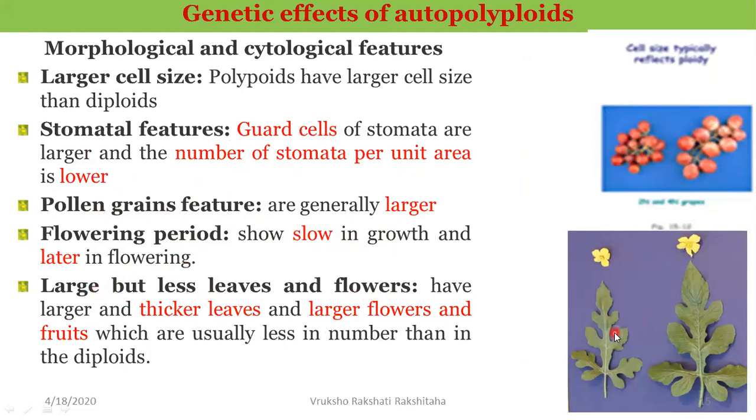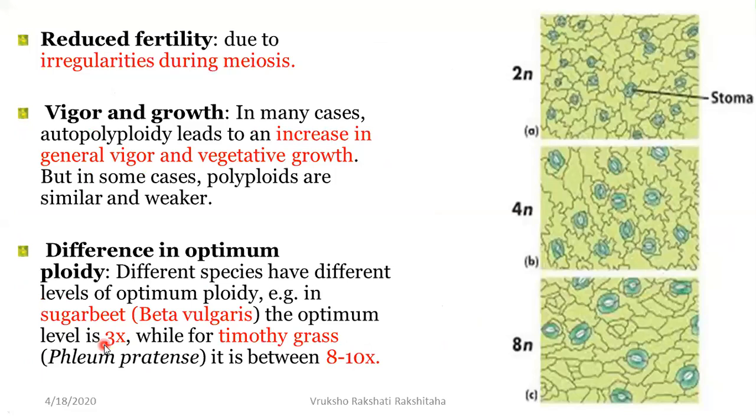So you can see over here in the pic, this is a diploid, whereas this is the autopolyploid: the flower of a diploid and the flower of the autopolyploid. So these are smaller in size, whereas these are larger in size. So these autopolyploids show fewer but larger leaves. The number of leaves is less, but they are larger in size and they are thicker. Similarly, larger flowers and fruits are produced, but they are lesser in number.